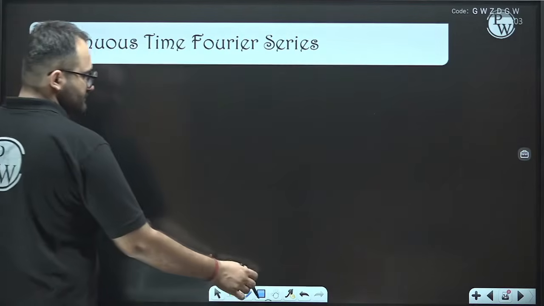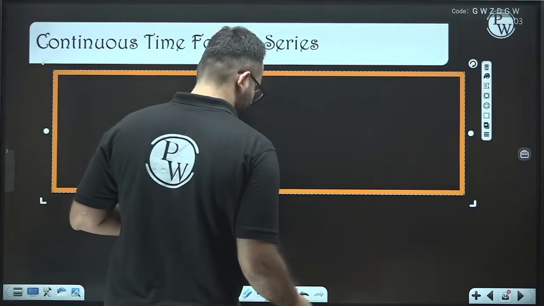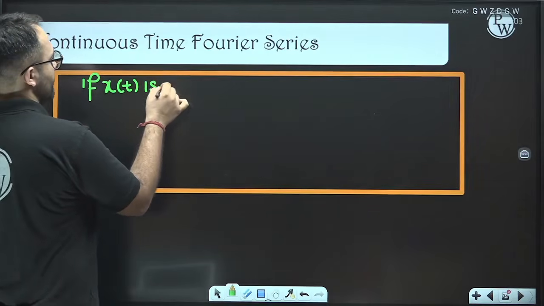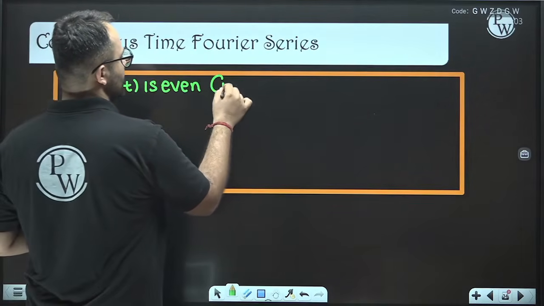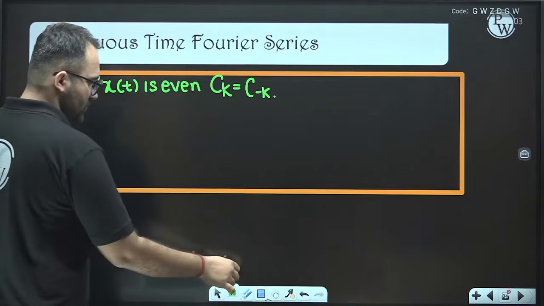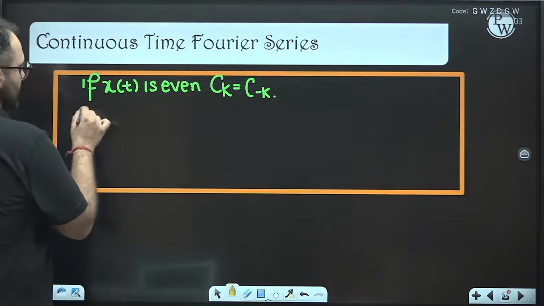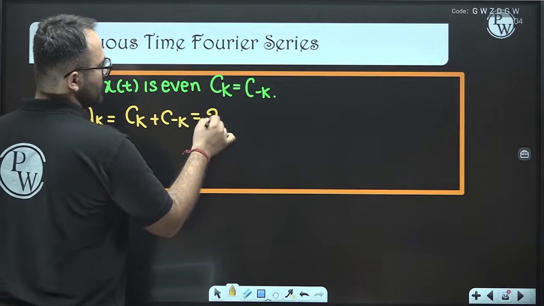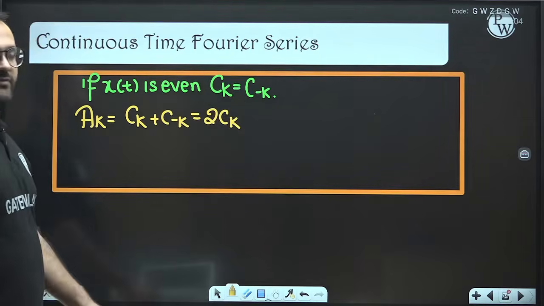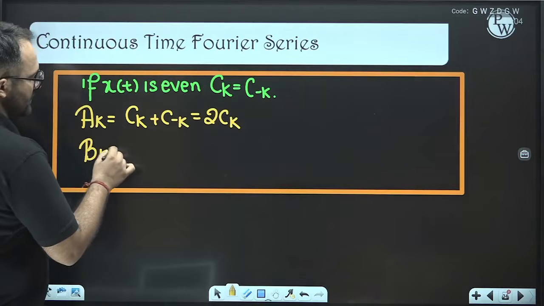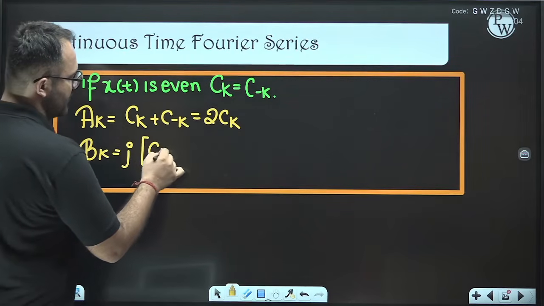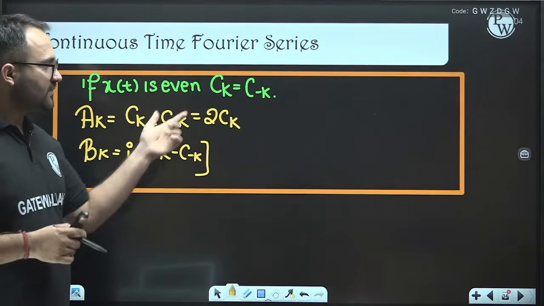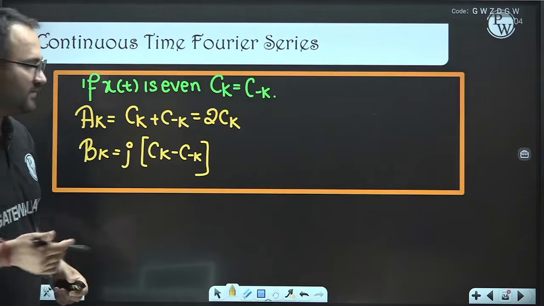So if xt is even, then ck is equal to c of minus k. Now from the formula of ak and bk, ak is the coefficient of cos, that is ck plus c of minus k. This will become 2 times ck, because c of minus k is equal to ck itself, right? bk will come out to be the coefficient of the sine term, where we are subtracting these two. Since c of minus k is equal to ck, we will get 0.